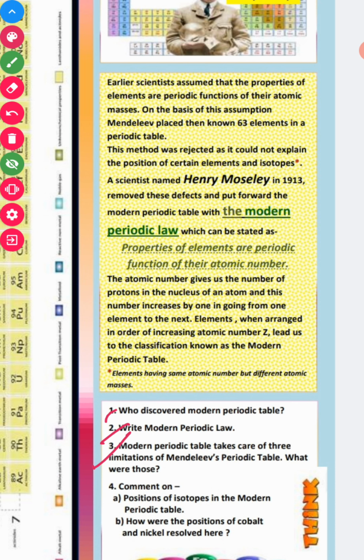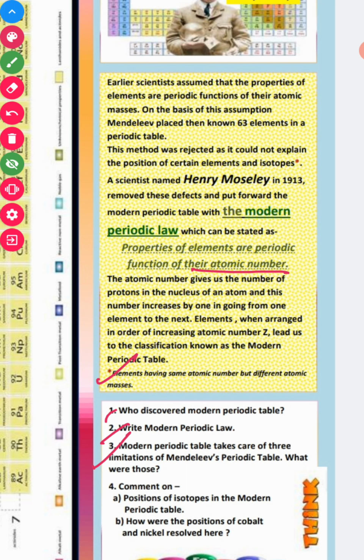Fourth question: the position of isotopes in the modern periodic table. As we know, isotopes have the same atomic number but different atomic masses, and the modern periodic table is based on the periodic function of atomic number. So this problem has been resolved. According to this, isotopes get their proper position because of their atomic number. They are arranged in increasing order of their atomic number.